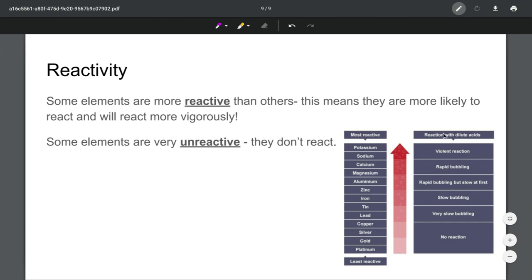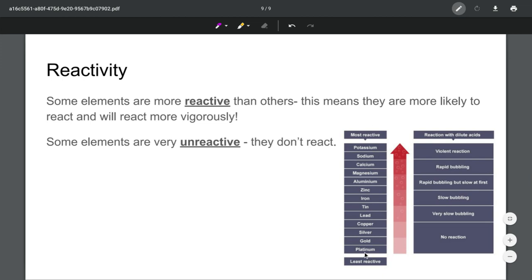Next to it you can see there's a reaction with dilute acid. I'm going to talk more about this because I'm going to do this reaction for you. We need to know quite a lot about reactions with acids. But if you put potassium into a dilute acid, you're going to get a very violent reaction. What that means is it would explode. It's likely to catch fire. Quite often you would see it react so vigorously that it would break the glass you're doing it in. Very, very reactive.